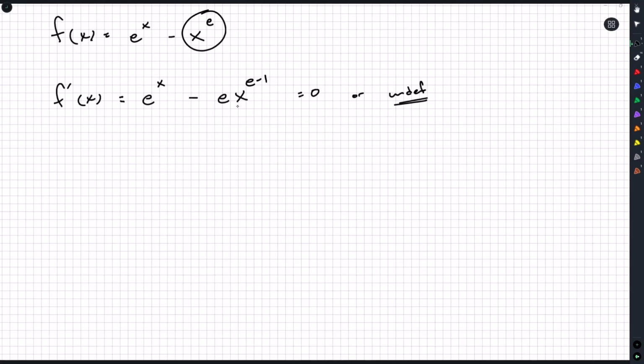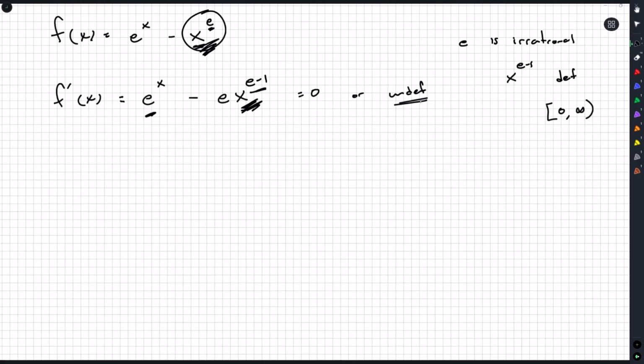So, okay, when is this undefined? e to the x is defined everywhere. Then x to the e minus 1. Now, since e is irrational, we can confidently say e minus 1 would also be irrational, and x to the e minus 1 is only defined for values bigger than or equal to 0. But that's the same for x to the e. So this part here is defined everywhere where this part up here is defined.